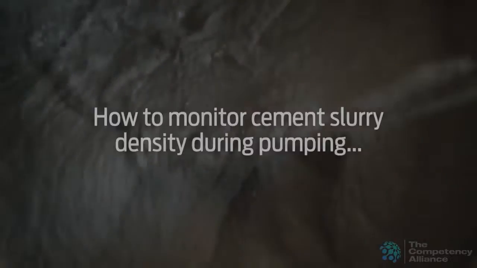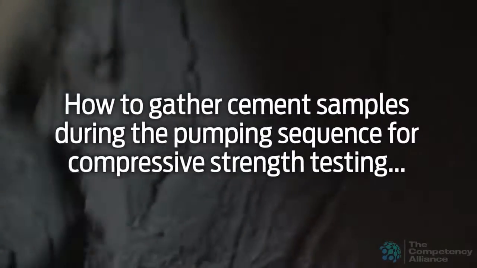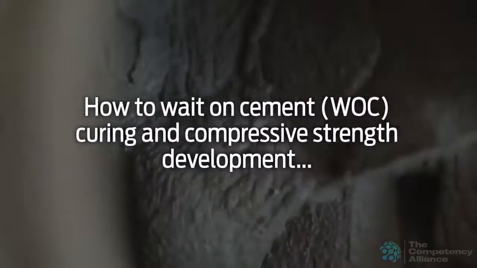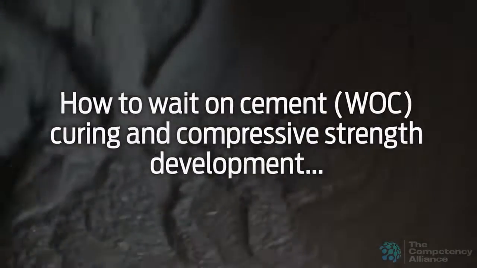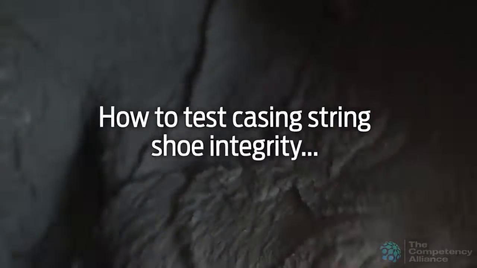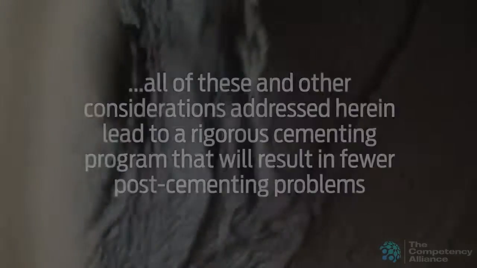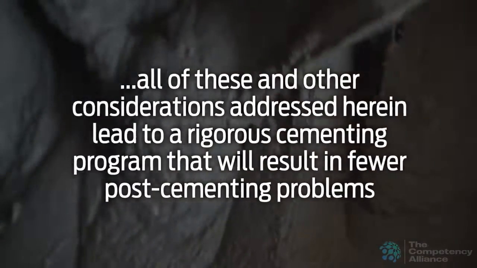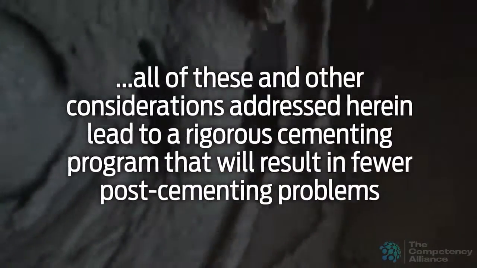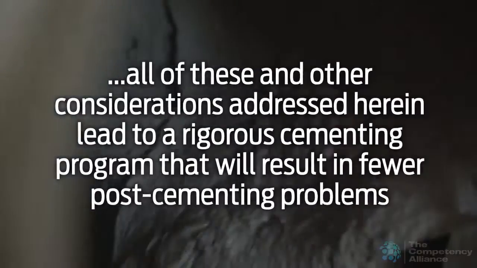how to rotate and or reciprocate casing during cementing to promote optimum cement placement, how to monitor cement slurry density during pumping, how to gather cement samples during the pumping sequence for compressive strength testing, how to wait on cement (WOC) curing and compressive strength development, how to test casing string shoe integrity, how to perform plug and abandonment procedures when necessary. All of these and other considerations addressed herein lead to a rigorous cementing program that, when properly executed, will result in fewer post-cementing problems when a well is placed on production.